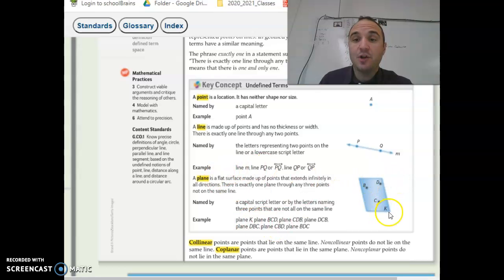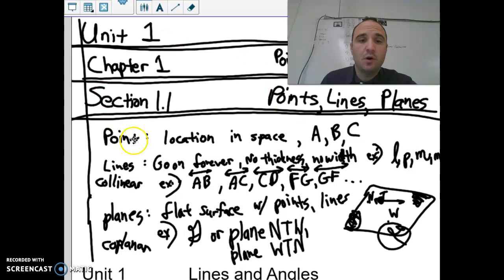Planes have a couple of different names. Uppercase cursive letters in the corner, that'd be plane K, but then also any 3 points in any order. That's a plane. There's a word called collinear and coplanar. If 2 points are collinear, they are on the same line. If points are coplanar, you would say these two, B and D, are coplanar. We're going to be going over all these notes: points, lines, collinear, planes, coplanar.